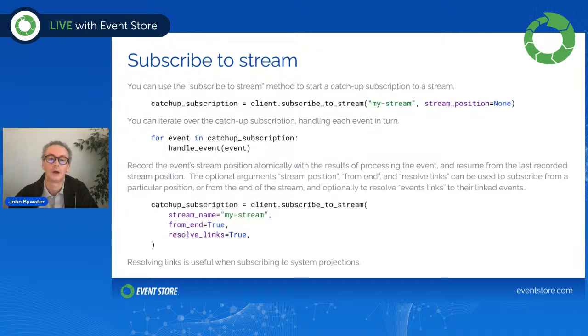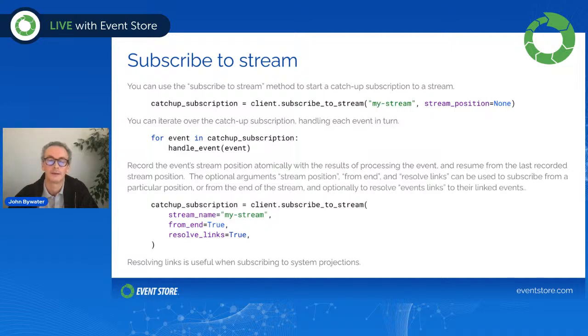So let's just look quickly at subscribing to a stream. The subscribe to stream method is like the read stream method. You have to give it a stream name and optionally a stream position. And you iterate over the catch-up subscription just like you iterated over the read response. And then you can read from the end, you can resolve links and so on. You can't read backwards. You just can't do that with the catch-up subscription. They go forwards.